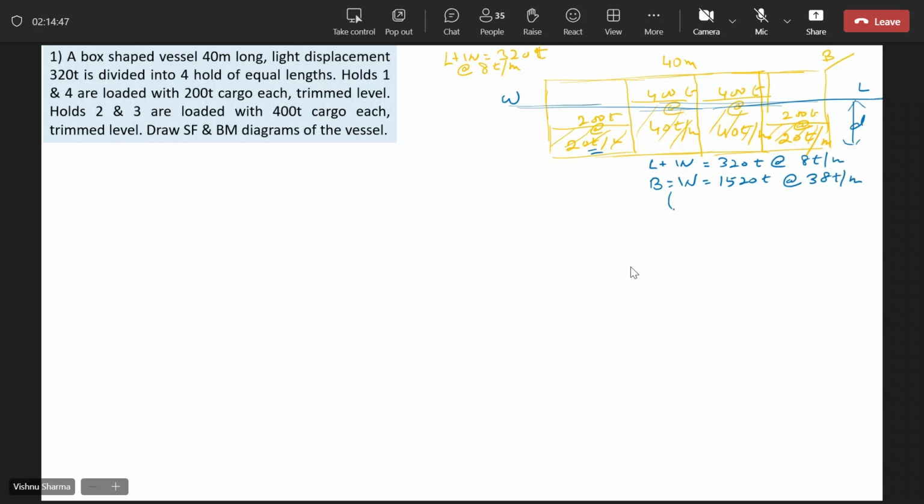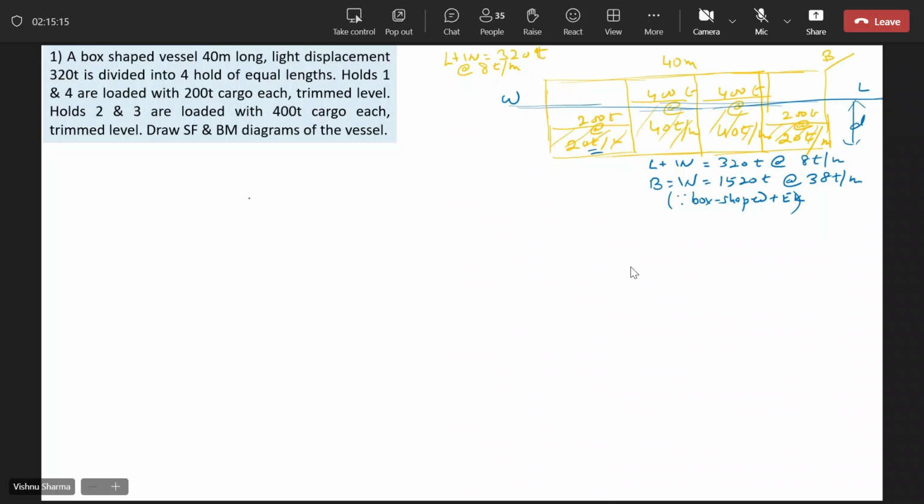Why is buoyancy uniformly distributed? Because it is box-shaped on even keel. Box-shaped plus even keel. If it was not box-shaped or if it was not on even keel, then buoyancy will not be uniformly distributed. Am I clear, class? Yes or no? Am I clear, class? Yes, sir. Okay.